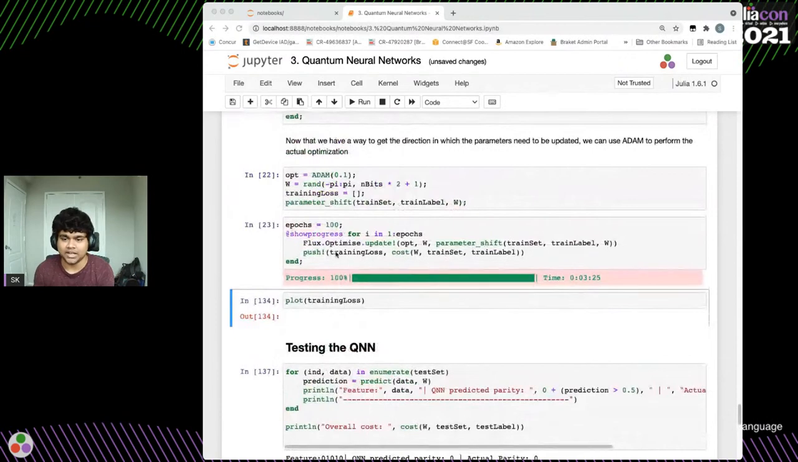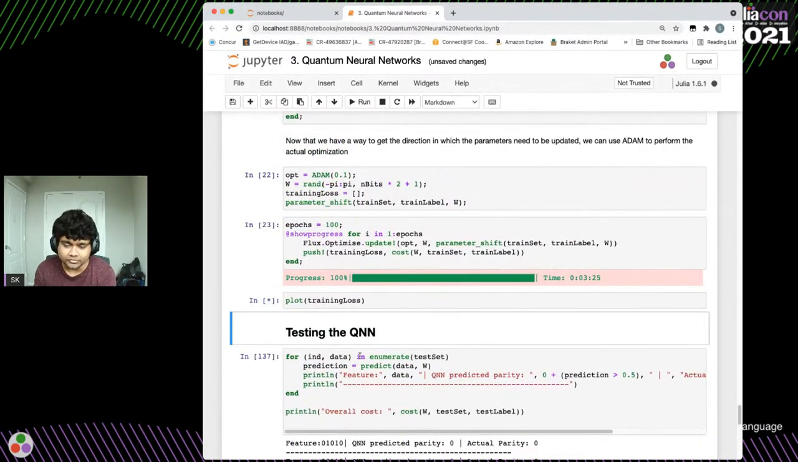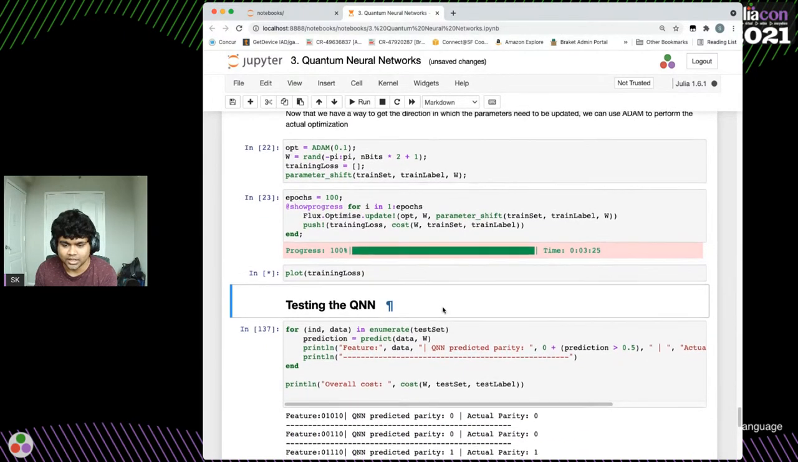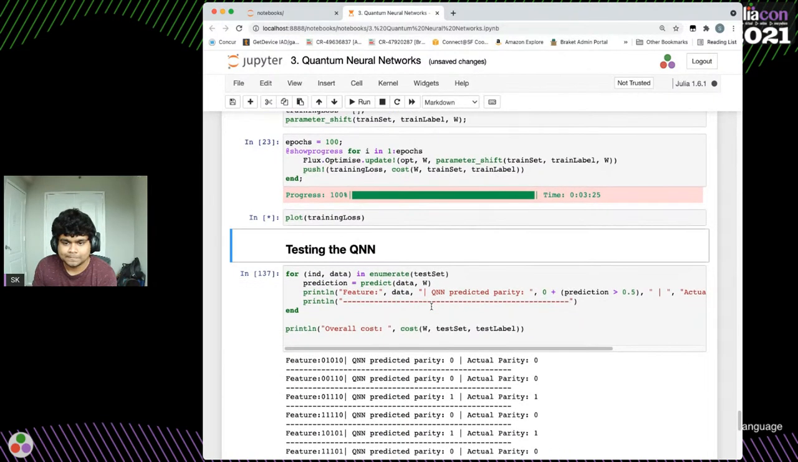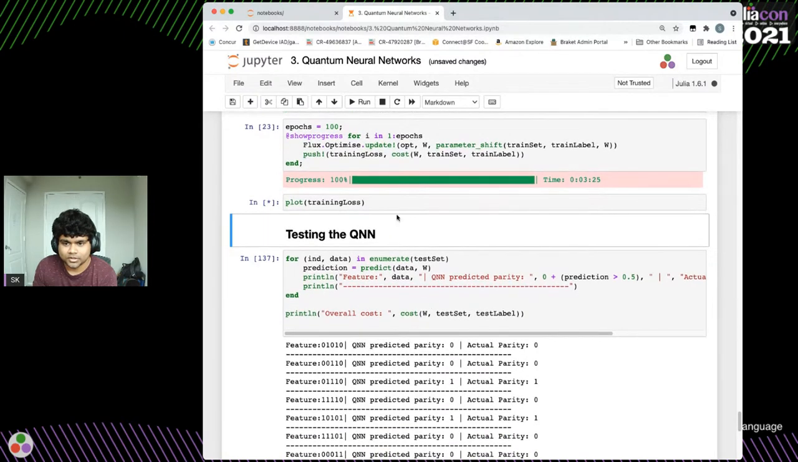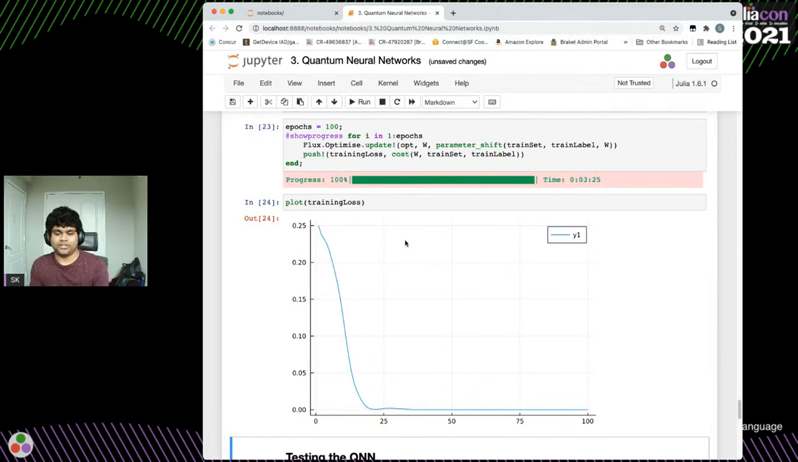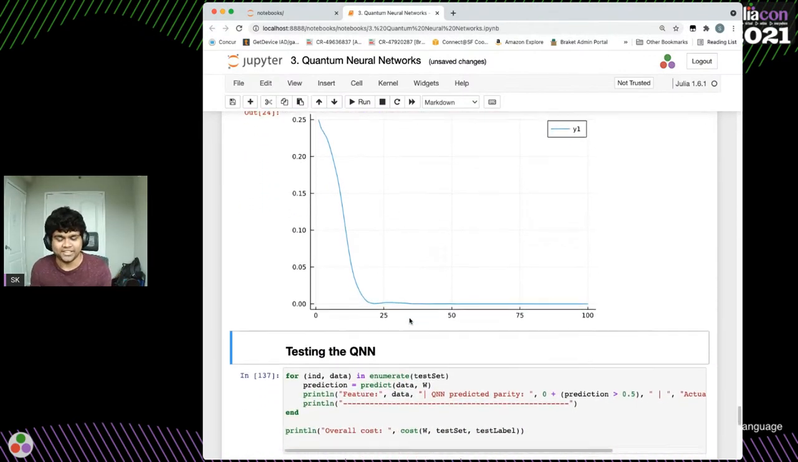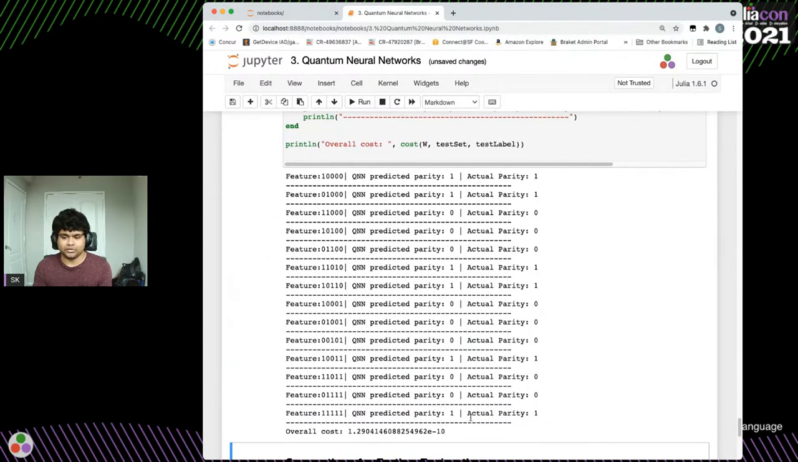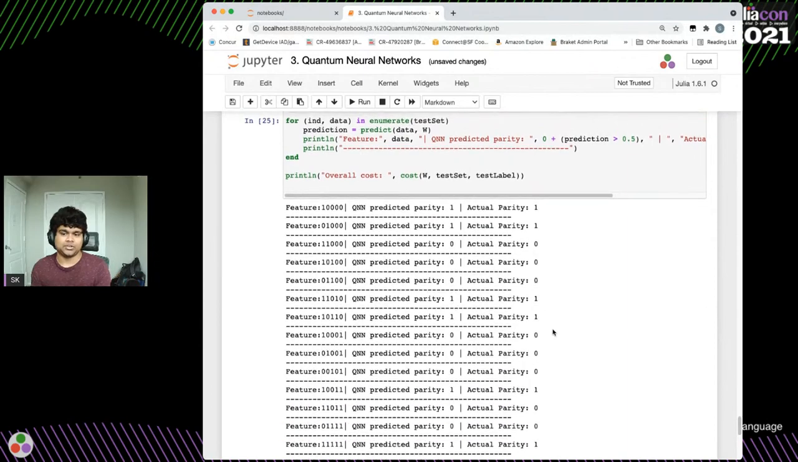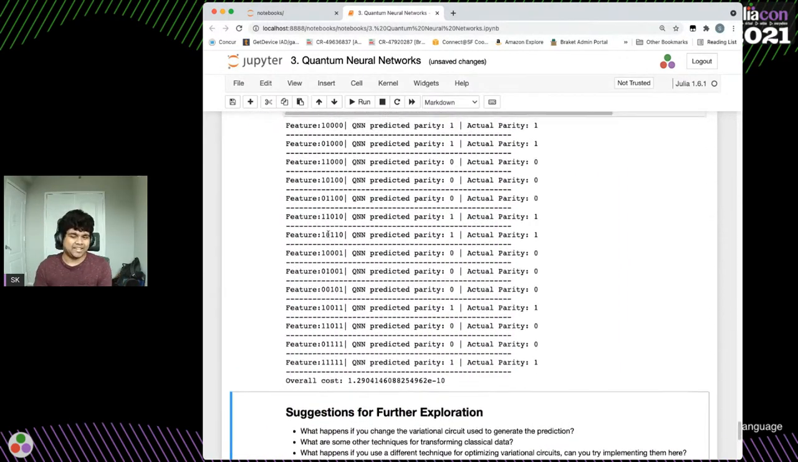Okay, so it looks like our model has completed training. If we plot the training loss, let's see if we converged. It looks like we did converge, to about zero, which is nice. If we test our neural network now, we see that it's almost exactly right compared to our actual parity. So we were able to predict the parity of our data set with almost 100% accuracy.